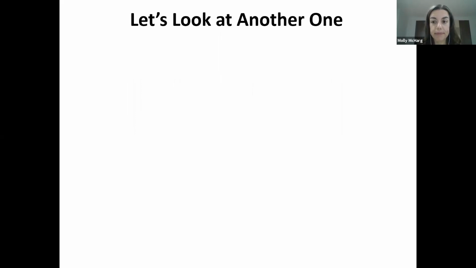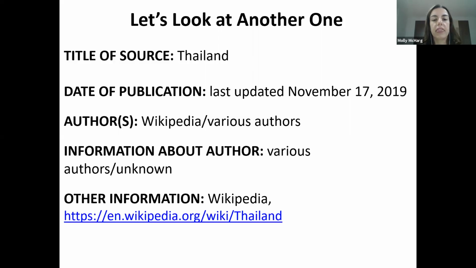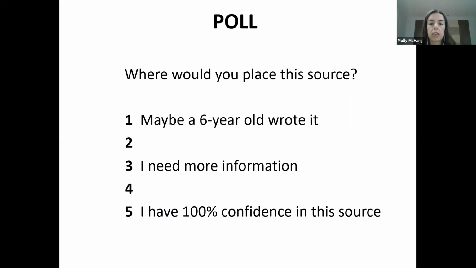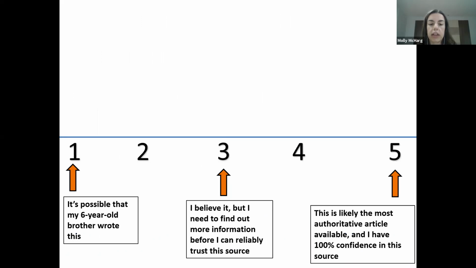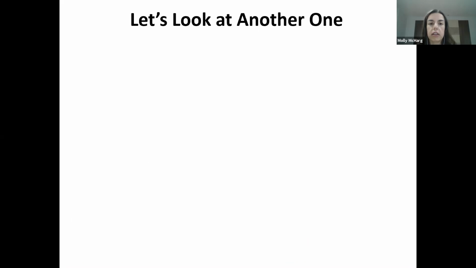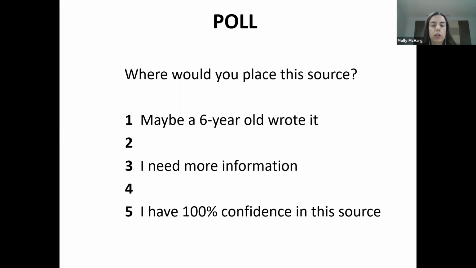Okay, so we have another one. The title of this source is Thailand. The date of publication: it was last updated on November 17th, 2019. Author or authors: Wikipedia, so it's various authors. With Wikipedia, the authors are many, they're unknown, they could be anyone. This comes from wikipedia.org and the entry is Thailand. So where would you place this source? If you need, I can show you the scale again. Okay, so we have 1, 2, 3, 4, 5, and then we have Thailand. Where would you place this source?